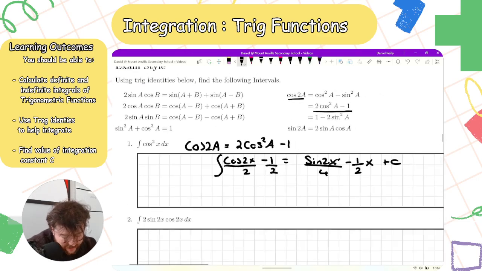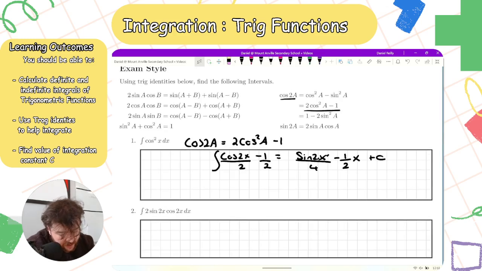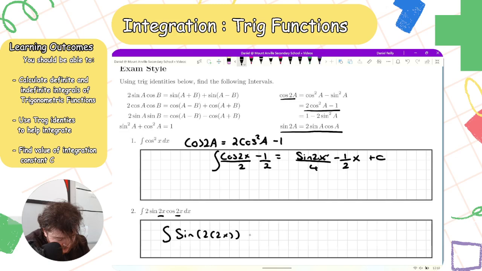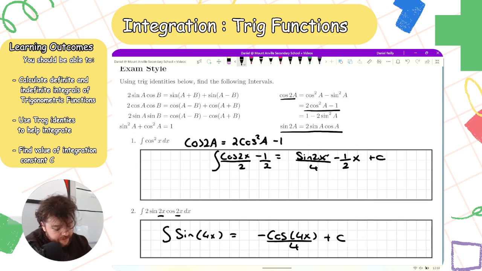Now I have here 2 sine 2x cosine 2x. And I see, well, these are the same angles. So I can rewrite that as sine 2 of the angle. So this can be written as sine 2 times 2x, so sine 4x. And that integrates to minus cosine 4x divided by 4 plus c.